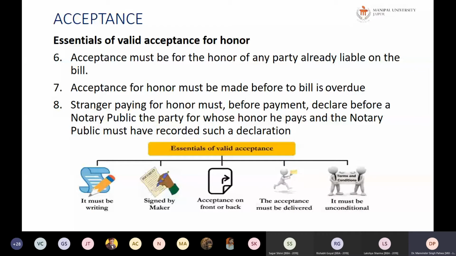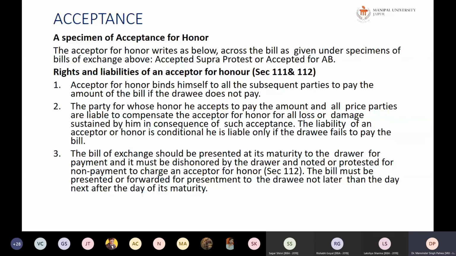In writing, it was signed by a maker, acceptance on the front and back can be done, and the acceptance must be delivered or it can be communicated, and there has to be an unconditional acceptance. There cannot be a conditional acceptance at all. Next is how you will accept for honor.